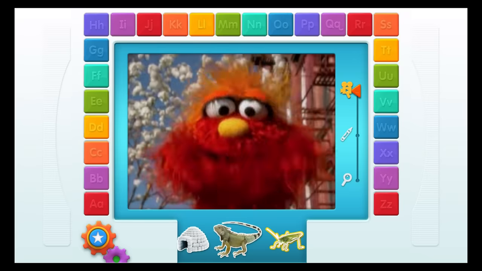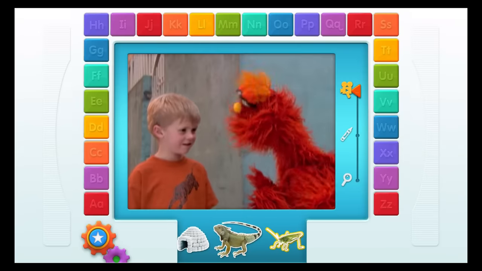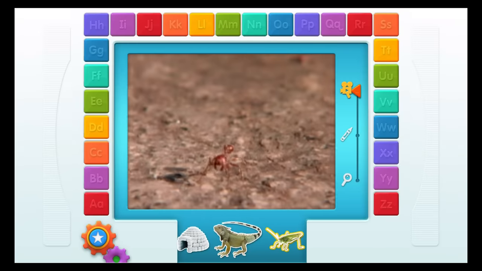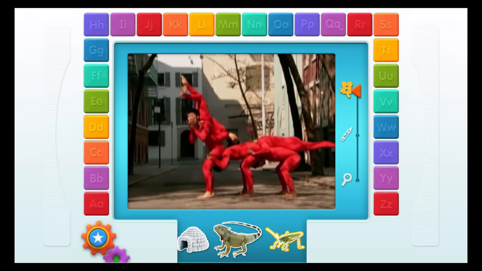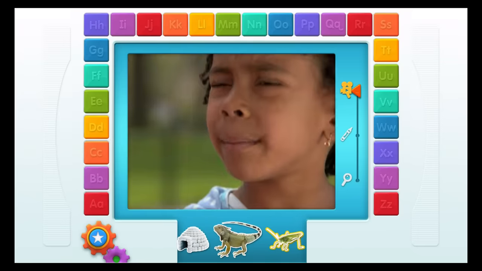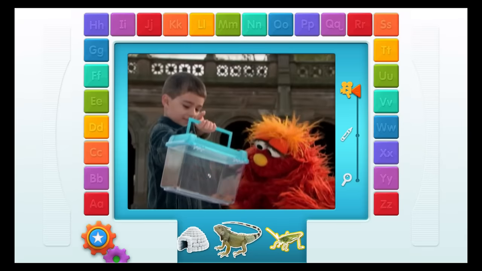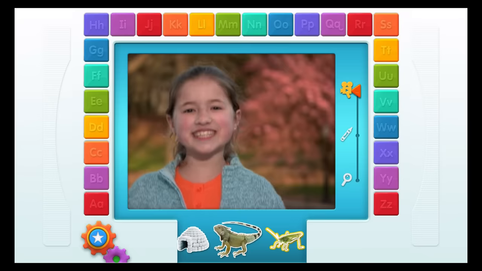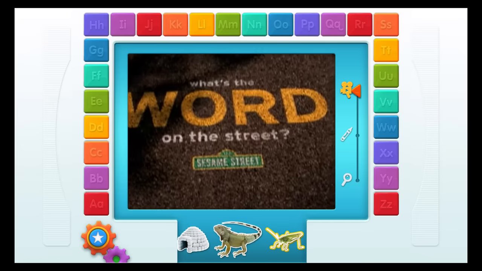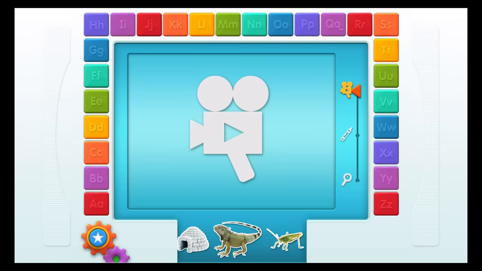Insect. What's the word on the street? Insect. What's an insect? A bug that has six legs. It has antennas. Two antennas. Can you name some insects? The moth. Nice, crickets. A ladybug is cute, isn't it? Ladybugs are cute. Wow. Insect. That's the word on the street. Insect. Touch another thing that starts with your letter.